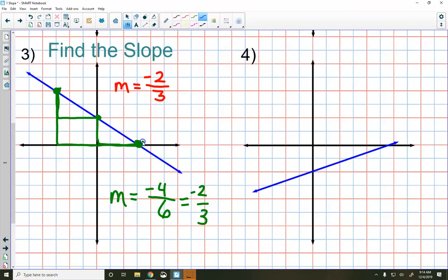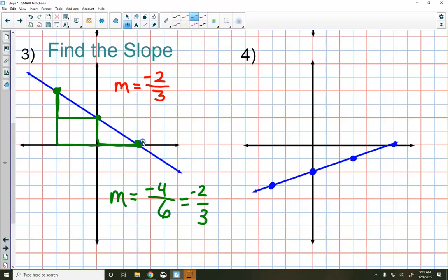Now let's look at number 4. All right, this line is going up from left to right. So our slope should be positive. Good. Again, I need to find exact coordinate points. So I'm going to start here and start tracing the line. And I see an exact coordinate point here. I keep tracing. I find another one right here. I keep tracing. Find another one here. And so on.